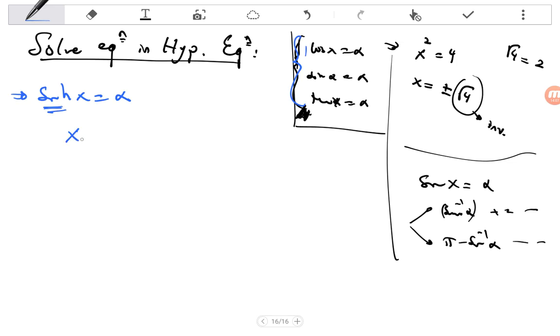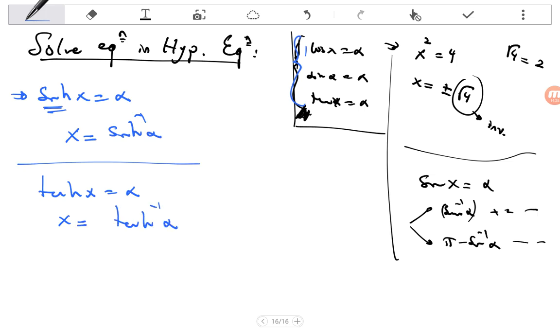And this one solution will obviously be, taking the inverse of both sides, sine inverse of alpha. So it is just one solution like this. And that is the same case for tan x equal to alpha. The solution will just be tan inverse alpha. So we'll have one solution in both these two cases.